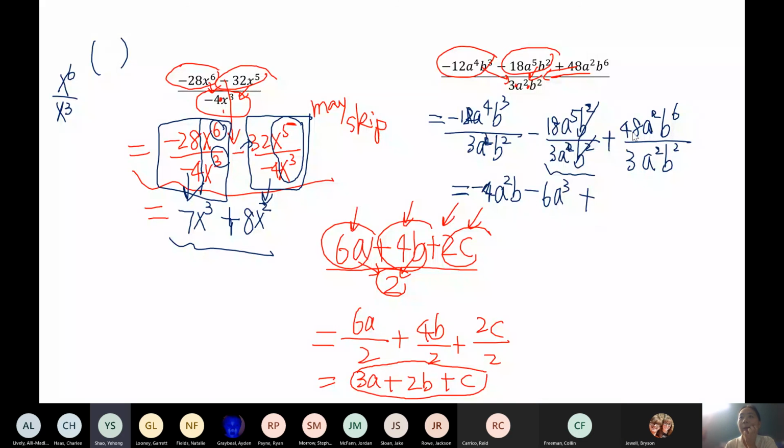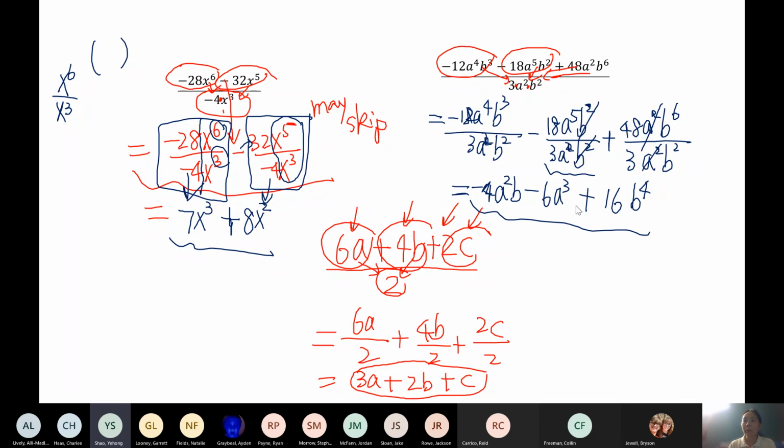Okay, continue. Can you see that? 48 divided by 3? You can use your calculator. Is it 16? Yes, it is. Now a squared b to the sixth divided by a squared b squared gives b to the fourth. Yes, thank you. Okay, great. So that will be the final answer.